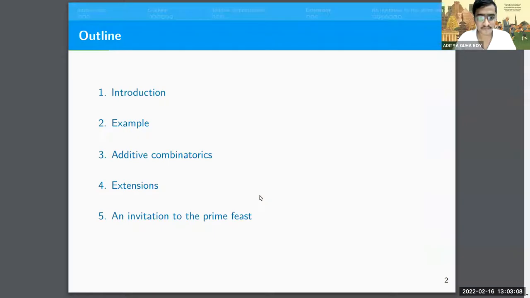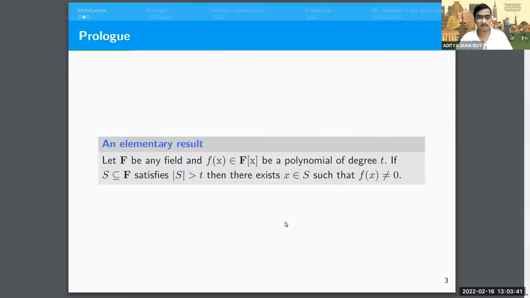The talk will be divided into five parts. One, I will be introducing the combinatorial Nullstellensatz. Then there will be some examples of how to use it. And then the third part will be discussing how we can get results about additive combinatorics by using this combinatorial Nullstellensatz. And then there are some extensions using Lagrange interpolation, for instance. And then finally, this is a big surprise, so let's hold on till then and we will see what we get there.